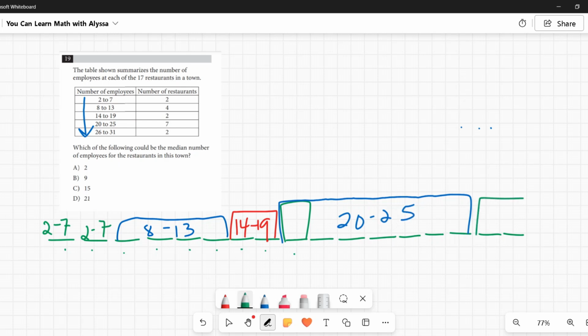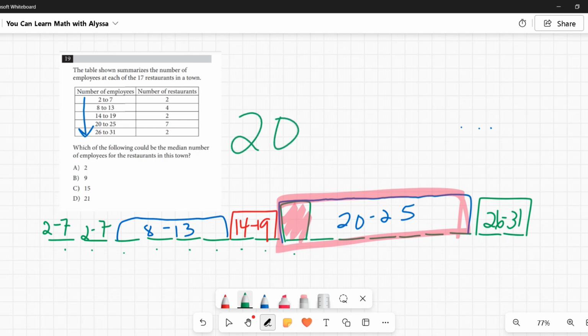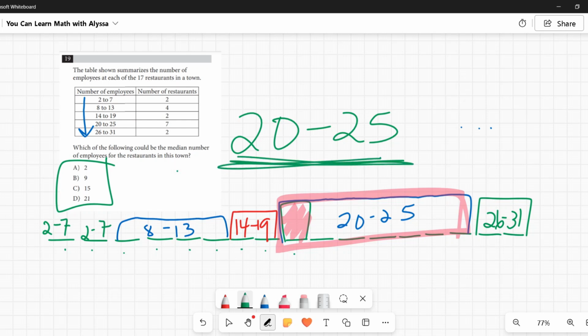And then finally, there were 2 restaurants that had between 26 and 31. Well, our median right here is firmly in the 20 to 25 category. So that's the only possible number of employees it could be. It has to be between 20 and 25. So I look at my options here, 2, 9, 15, and 21. The only one of those options that fits in this 20 to 25 is D, 21. That could be the median number of employees.